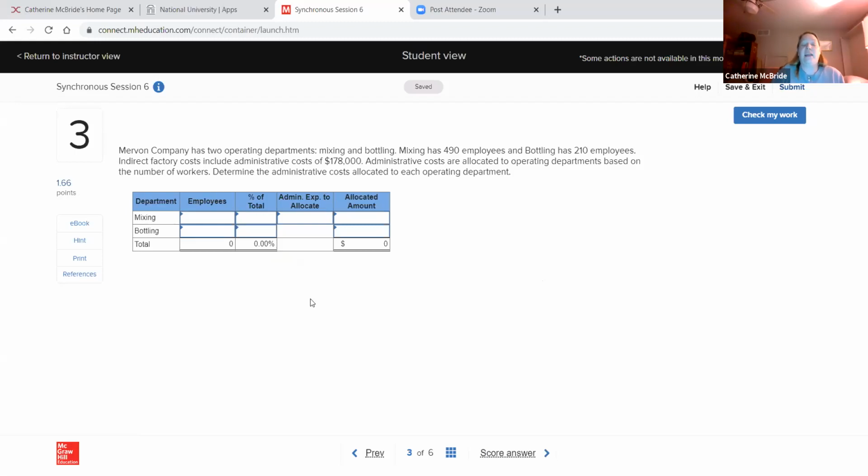Okay, this is just allocation and you're going to use this throughout accounting for a variety of reasons. We have done some of this. But here we're saying, okay, we have 2 operating departments, mixing and bottling. Mixing has 490 employees and bottling has 210 employees. Our admin costs are $178,000. This is not something you haven't done before.